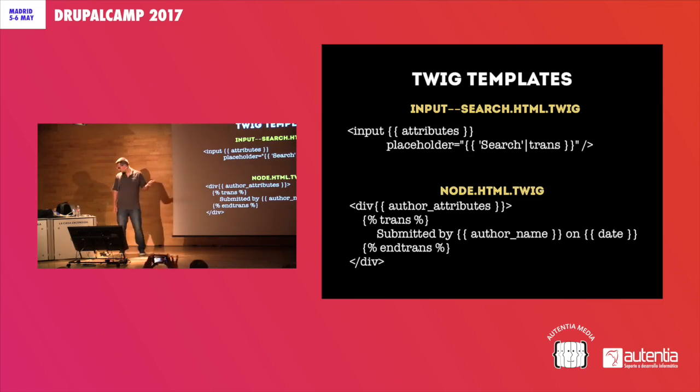Or you can use the trans tag. So the filter is if you have a short string, maybe you want to use that. If you have a longer string, which may have placeholders or context, you should use the trans tag because it's more readable. So in this case, we have a string "submitted by", and we have a placeholder, author name and the date. So this will be replaced by variable values here.